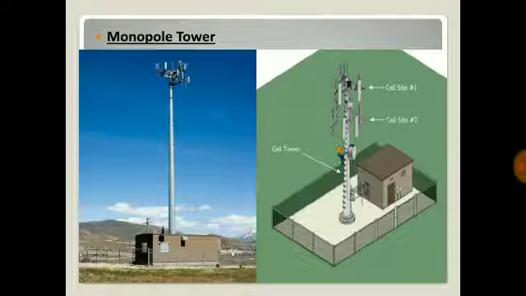Monopole tower, it is a single tube tower. It typically stands between 100 to 200 feet with antennas mounted on the exterior of the tower. Its primary use is telephony purposes. This is a typical monopole picture.